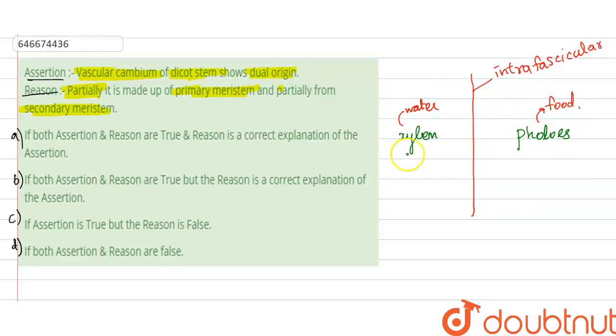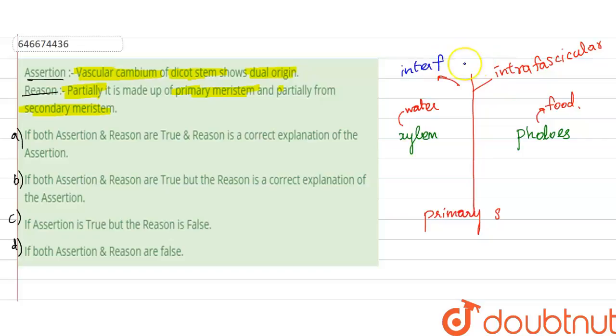All these tissues are present in the primary stage, that is in the primary meristem. After the secondary growth, that is after the division of the secondary meristem, this xylem and phloem will develop, and this intravascular cambium will develop as intervascular tissue.